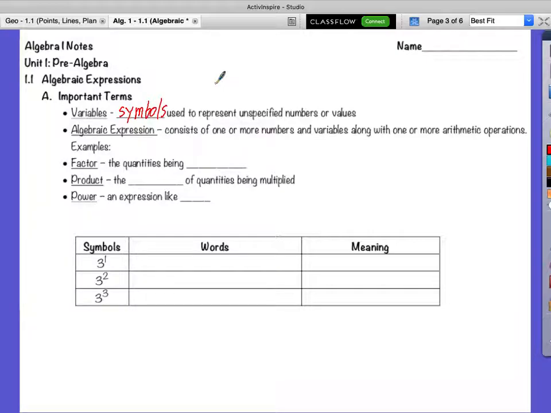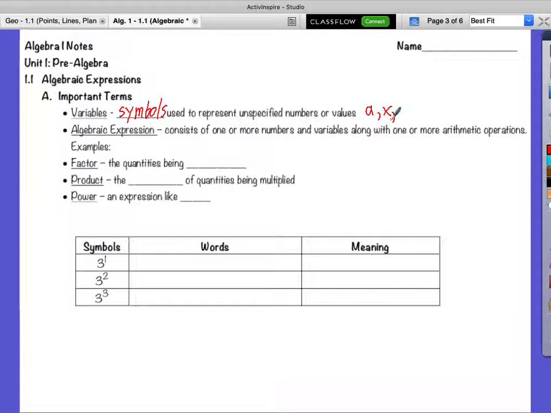Who can give me an example of a variable? Victoria. Like A. Okay, A. That'd be an example, okay? Dylan, what'd you say? X. I would say X is probably our most common one, okay? What about some others?